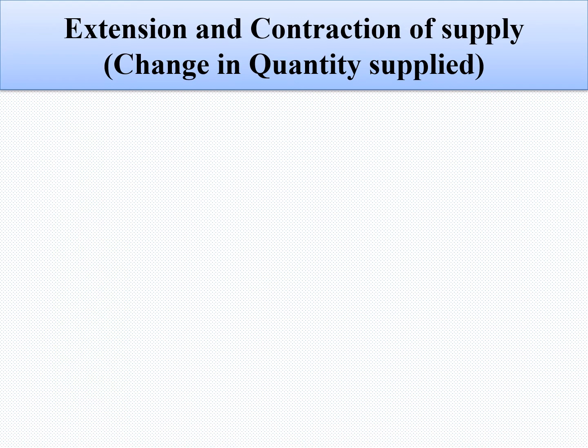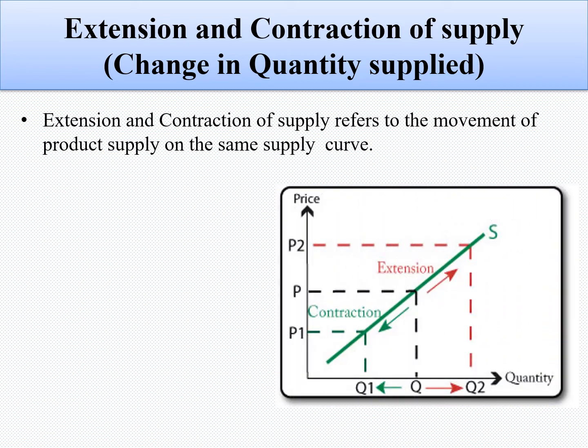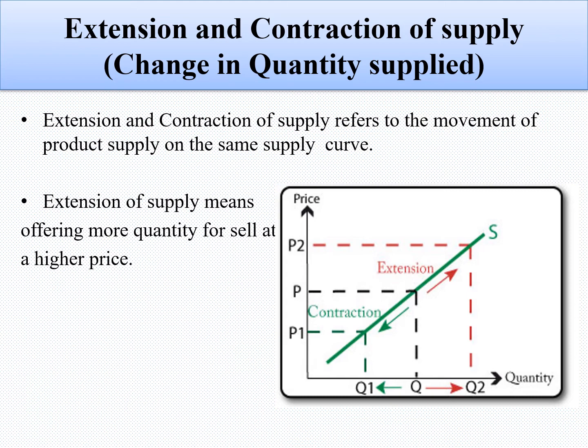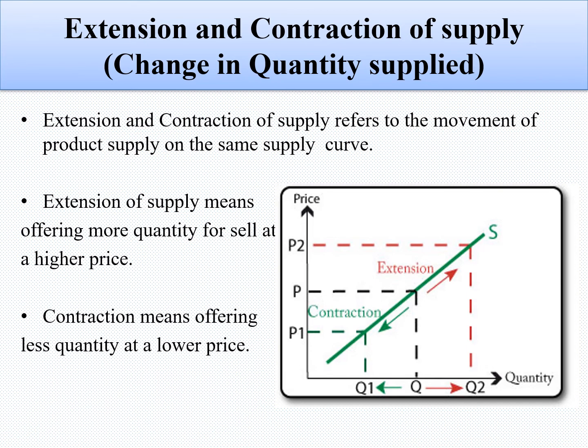Extension and contraction of supply, which is also called change in quantity supplied. Extension and contraction of supply refers to the movement of product supply on the same supply curve. Here is the graphical representation of extension and contraction of supply. Extension of supply means offering more quantity for sale at a higher price, and contraction of supply means offering less quantity at lower price. We can get a clear idea about the extension and contraction of supply from this graph.